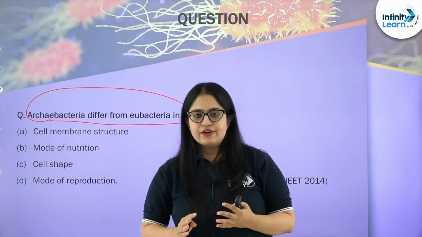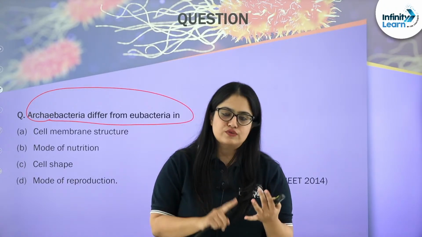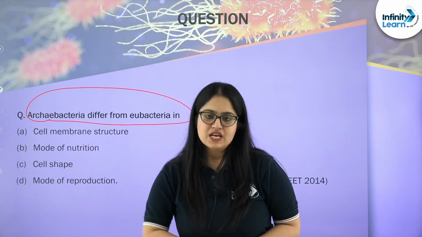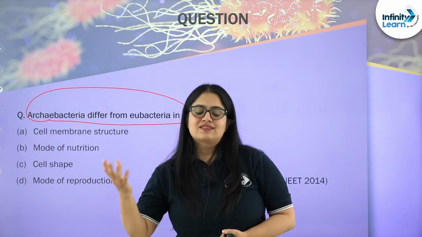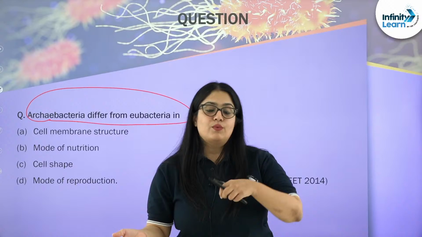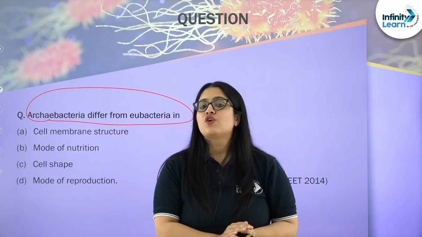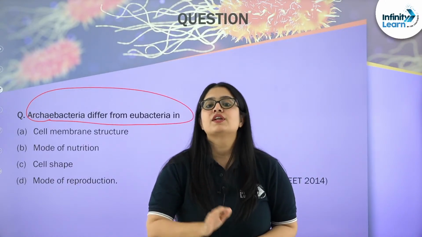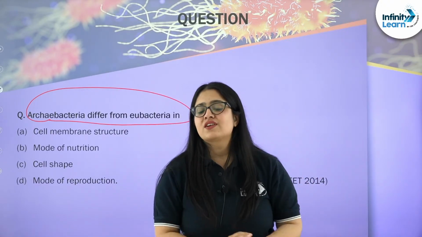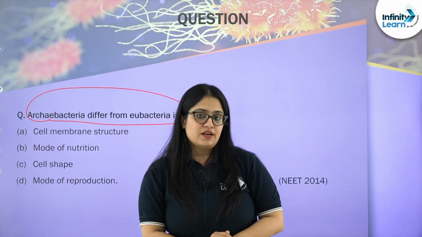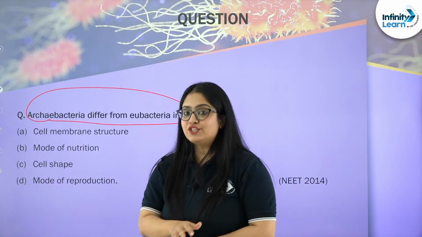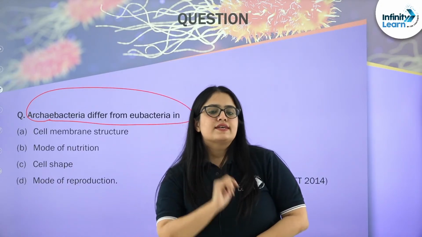Archaebacteria is different from eubacteria with respect to cell wall also and with respect to cell membrane also. Listen to this very carefully. The cell wall of eubacteria is made up of peptidoglycan. You also call it murein. But when it comes to archaebacteria, the cell wall is not made up of peptidoglycan. It is not made up of murein. Rather, it is made up of pseudomurein. It is made up of complex polysaccharides and complex polypeptides. It is not peptidoglycan, right?